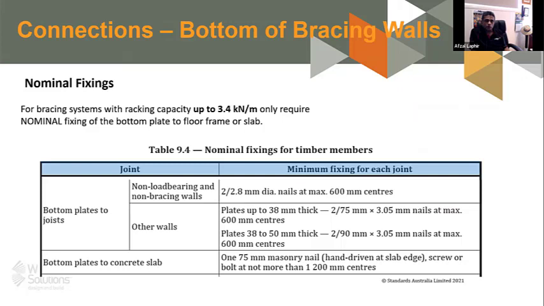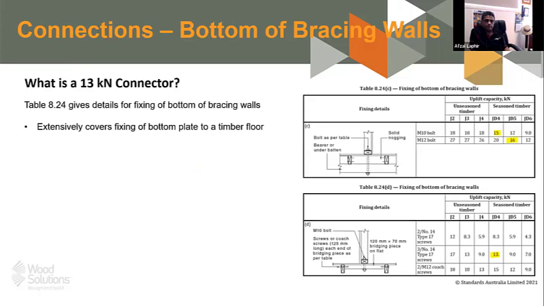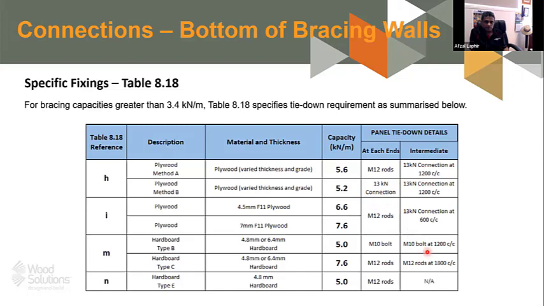And this is important. Now, bracing units up to 3.4 kilonewton per meter only require nominal bracing. You don't have to worry about any special bracing conditions there. Whereas table 8.18 provides details of specific fixing, and that's there for high capacity bracing units. And then there was reference to a 13 kilonewton connector earlier in the previous slide. You can see there is a special 13 kilonewton connection being referred to there. And then we look at how we can achieve that.